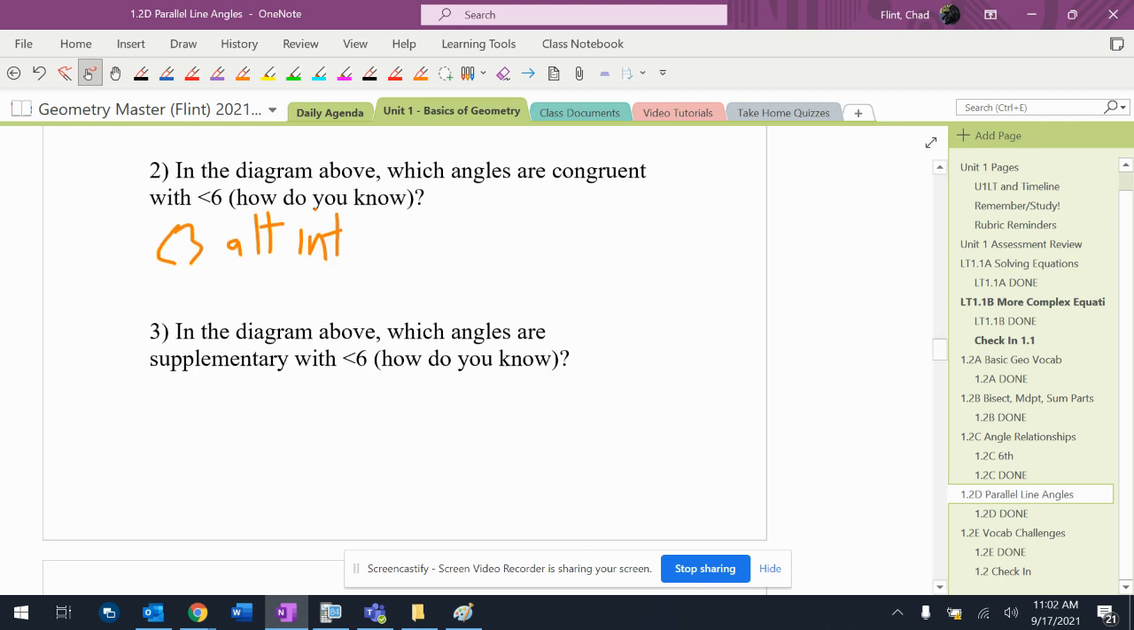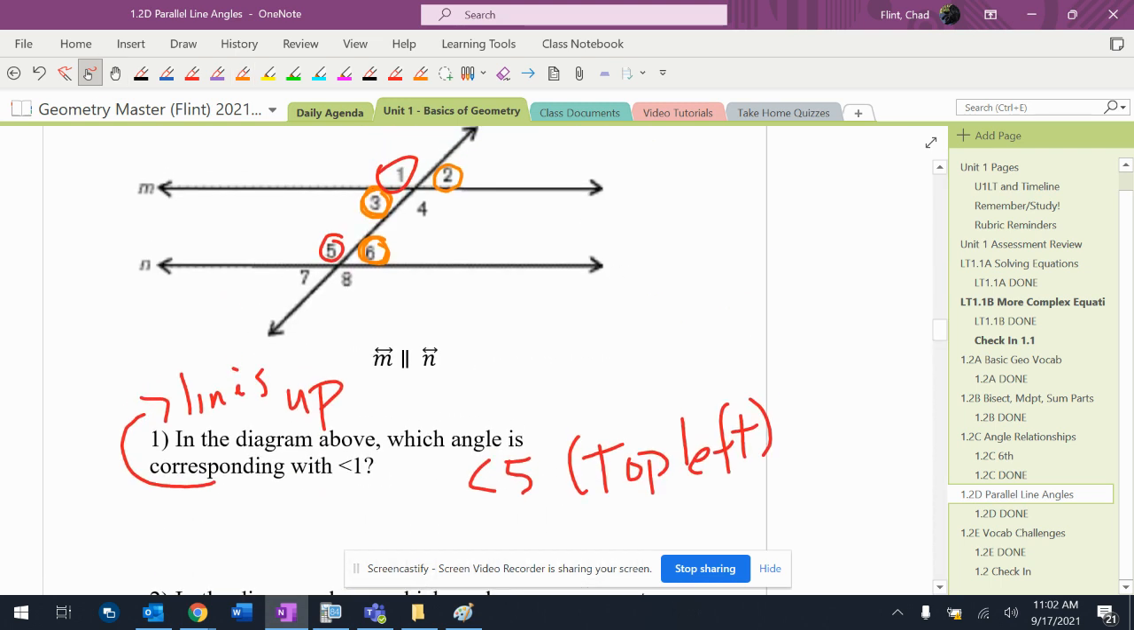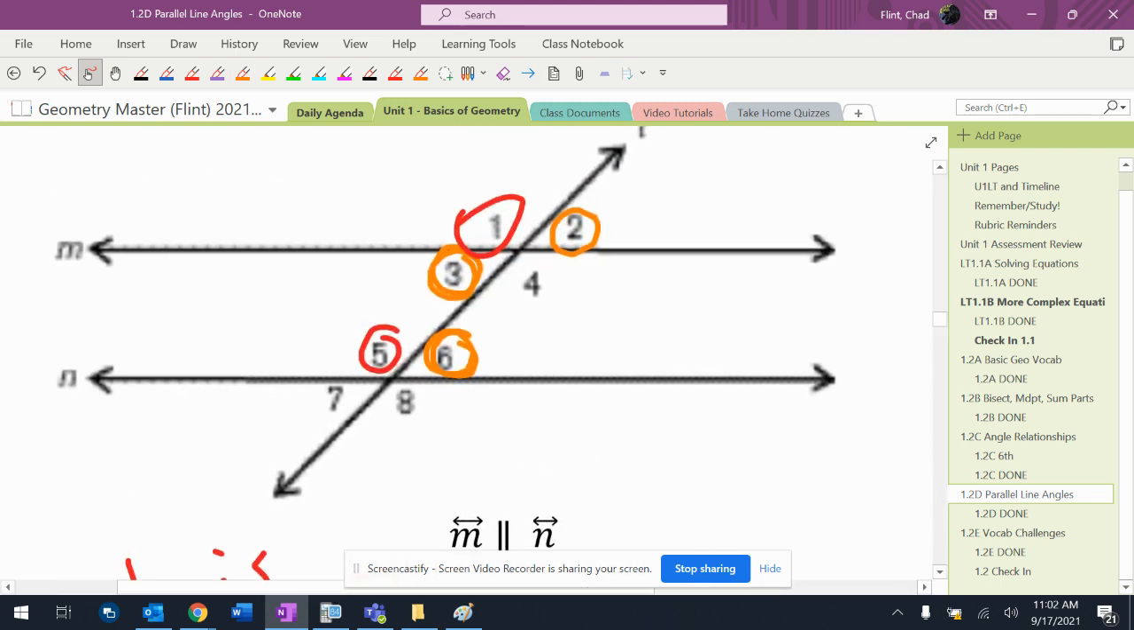So I'm going to scroll down here. All right, angle 2 because it's corresponding. And that may be all you think about right now because we're talking about parallel lines. But I'll ask this question and pause for a second so you can think about it. Why is 7 congruent to 6?